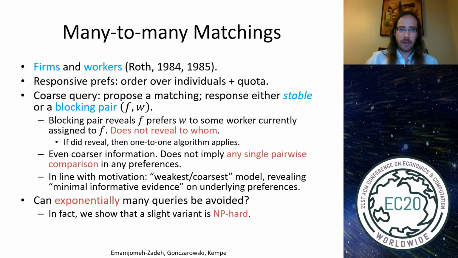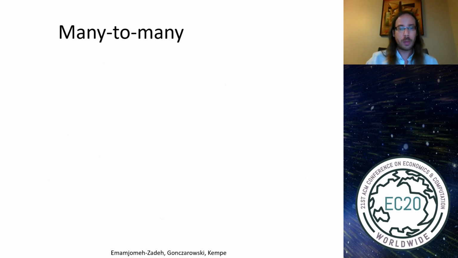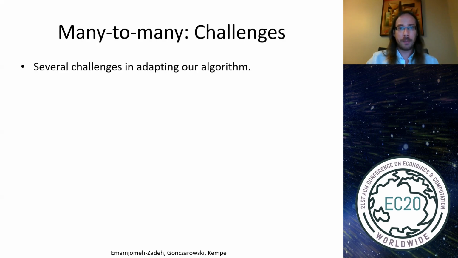There's actually a slight variant of this problem, looks very similar, that we show to be NP-hard. And I should note that all challenges here are already present in the popular one-to-many matching. We're only doing many-to-many to be more general. So there are a few challenges in adapting our algorithm to the many-to-many setting.